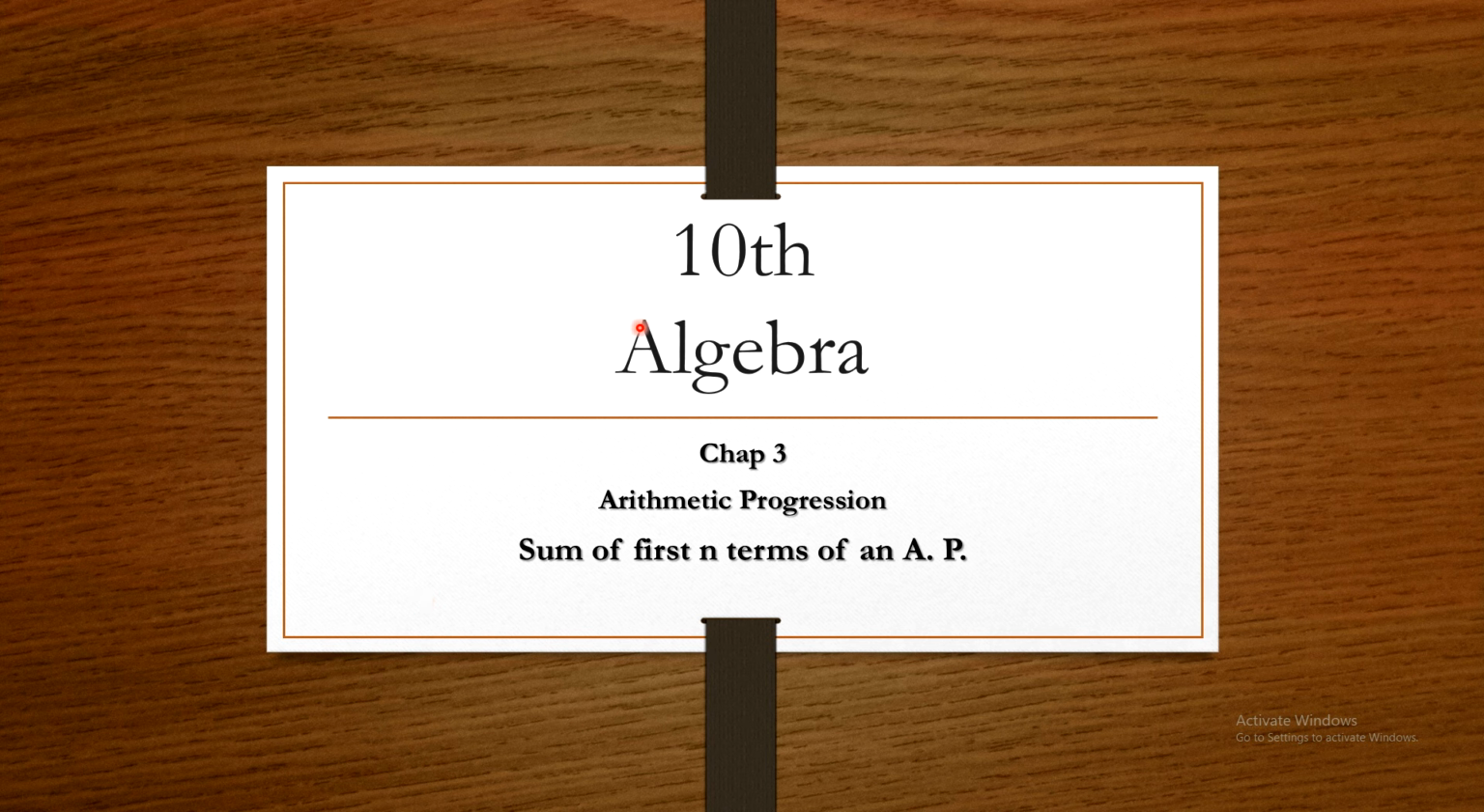Students, today we are going to learn 10th algebra, chapter 3, arithmetic progression. In this session we will discuss how to find the formula for the sum of the first n terms of an AP and how to find the sum. Now, sum of first n terms of an AP.